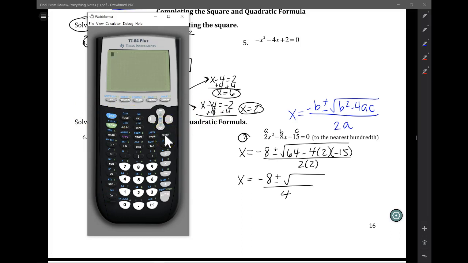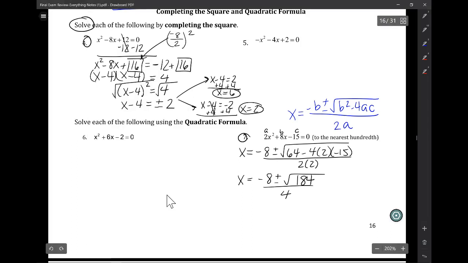It is 64 minus 4 parentheses 2 parentheses negative 15, enter. Oh, what did I do? Oh, minus. There we go. Enter. So 184 is the number that goes under the radical.